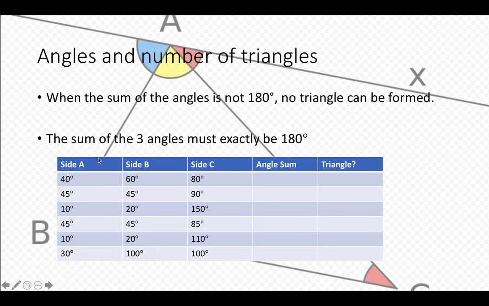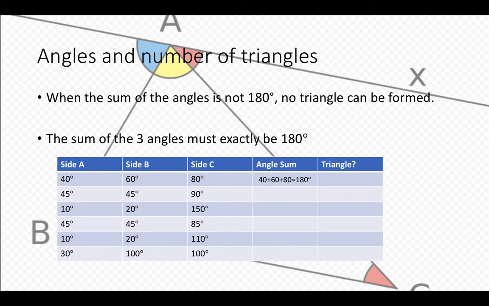So here we have some different angle measurements: 40, 60, 80, 45, 45, 90, 10, 20, 150, 45, 45, 85, 10, 20, 110, 30, 100, and 100. So we're going to go through and add these up and see if they equal 180, because if they do, we have a triangle. If they don't, we do not have a triangle.